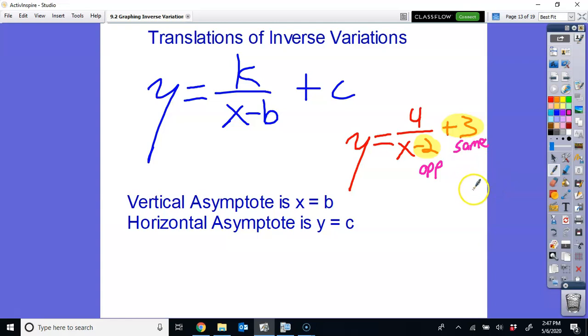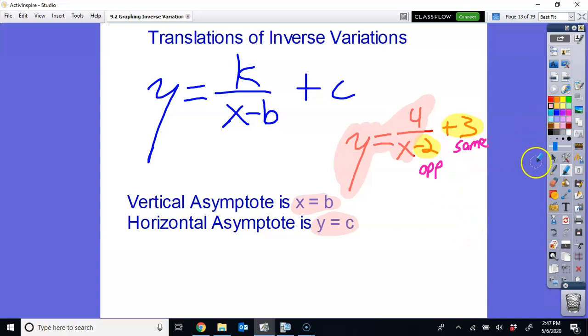If I want to graph this, all I have to do is focus in, not on the whole thing, but just on the 4 over x, what that looks like on a graph, just like we did just a few minutes ago. And then move it right 2 and up 3. So I treat this the same way with that whole parent function technique, and then move it. And what it's going to do is move the vertical asymptote over that many spaces to the right, and move the horizontal asymptote that many spaces up as well.